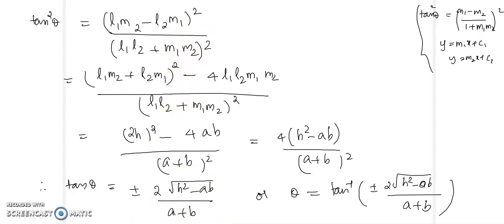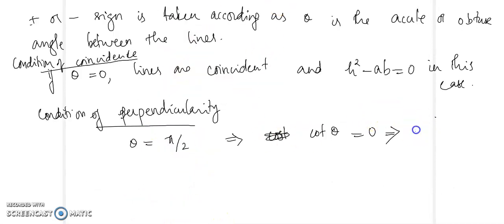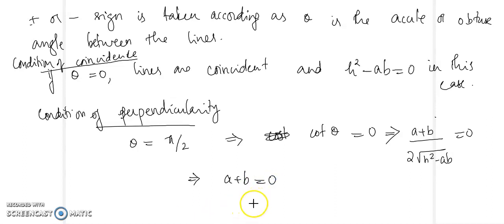Cot theta will be the reciprocal. So cot theta will be a plus b by 2 root of h square minus ab, equal to 0. So that will give a plus b equal to 0. So if a plus b is equal to 0, in that case the pair of straight lines is going to be perpendicular. So that is the condition for the lines to be perpendicular.